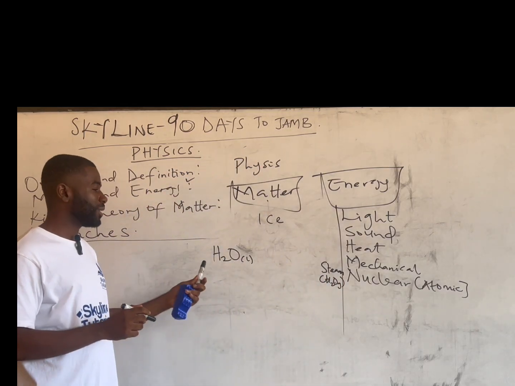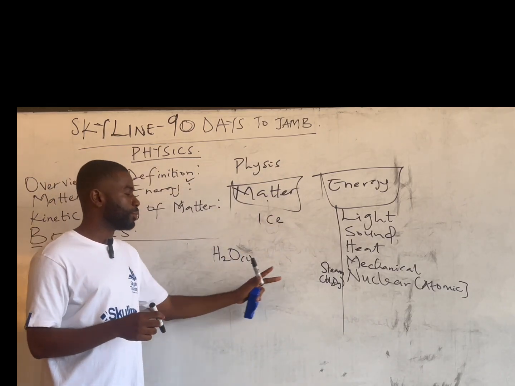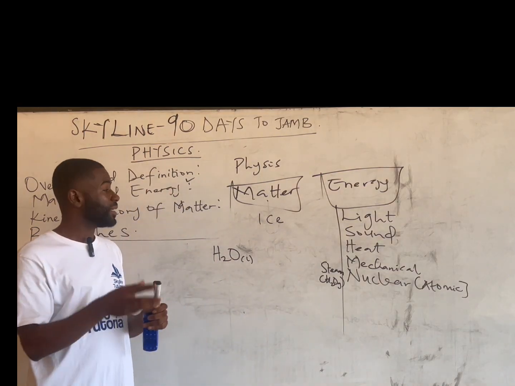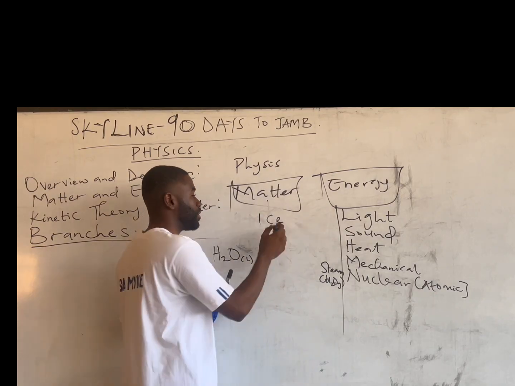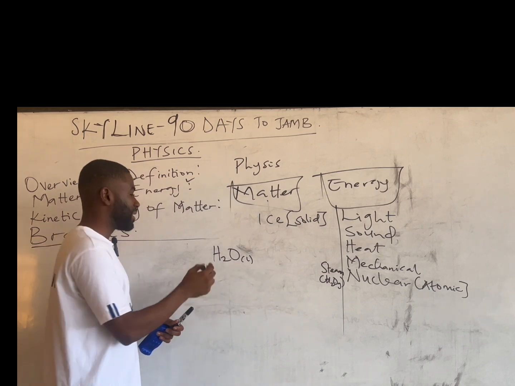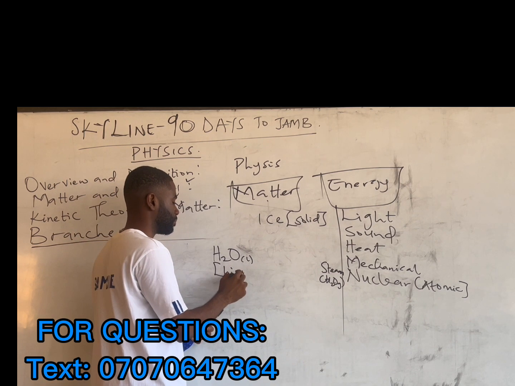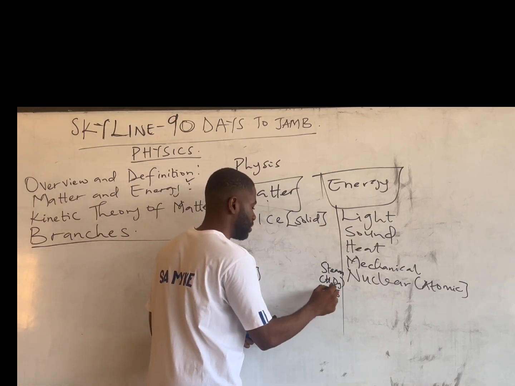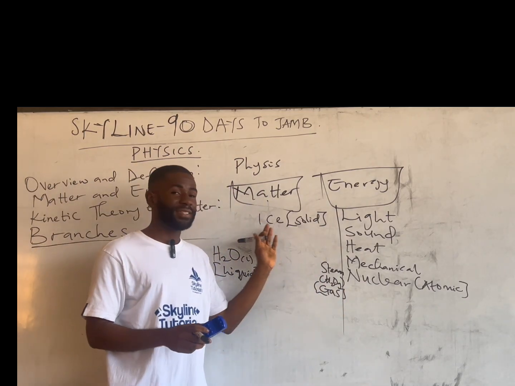Steam is simply water that is in its gaseous state. So let's use these examples to talk about the three states of matter. Generally, there are three states of matter. The ice is an example of the solid state of matter. The water is an example of the liquid state of matter. While the steam will be considered as the gaseous state of matter. So basically, these are the three states of matter that are known.